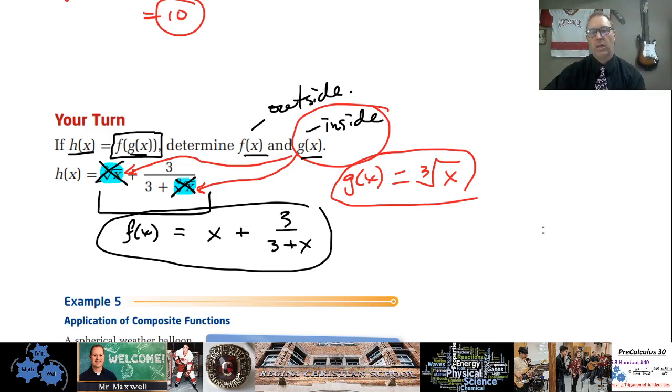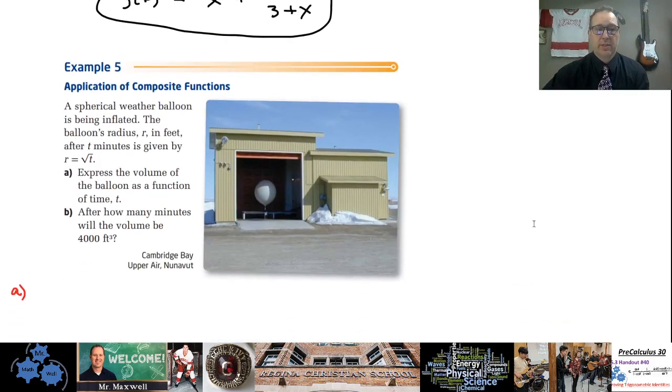Okay? All right, the last example I'm going to go over with you is example number 5 in your textbook. I can't remember what page this is on now.